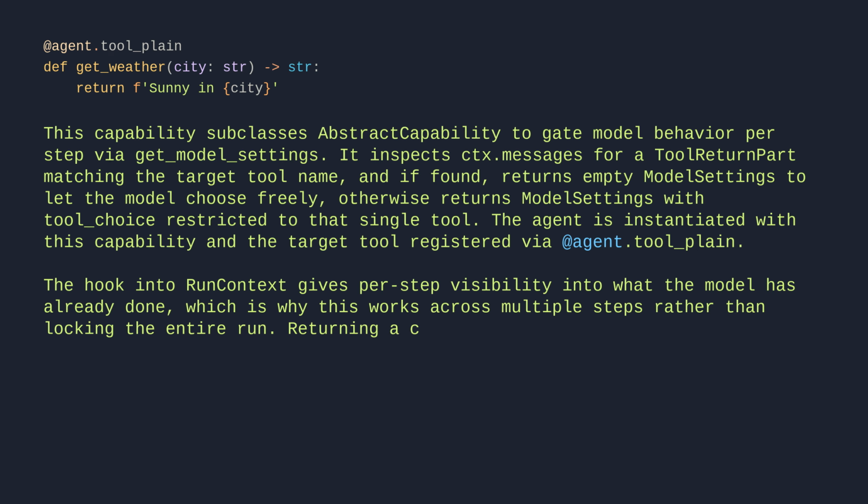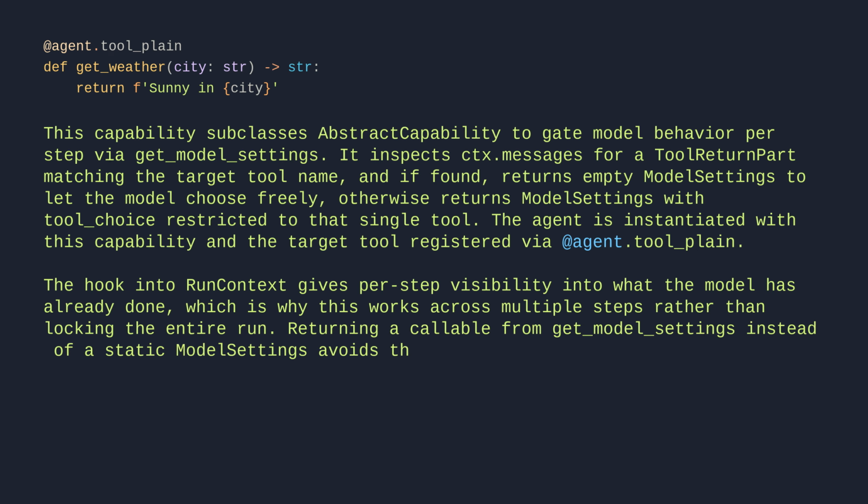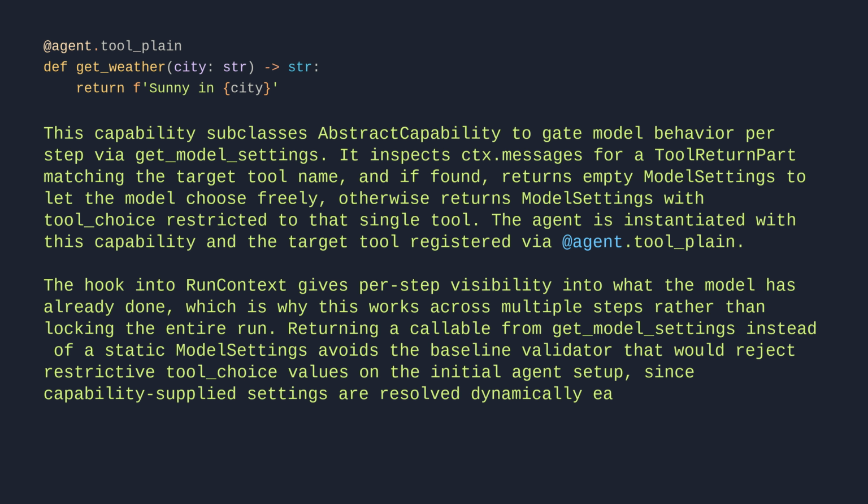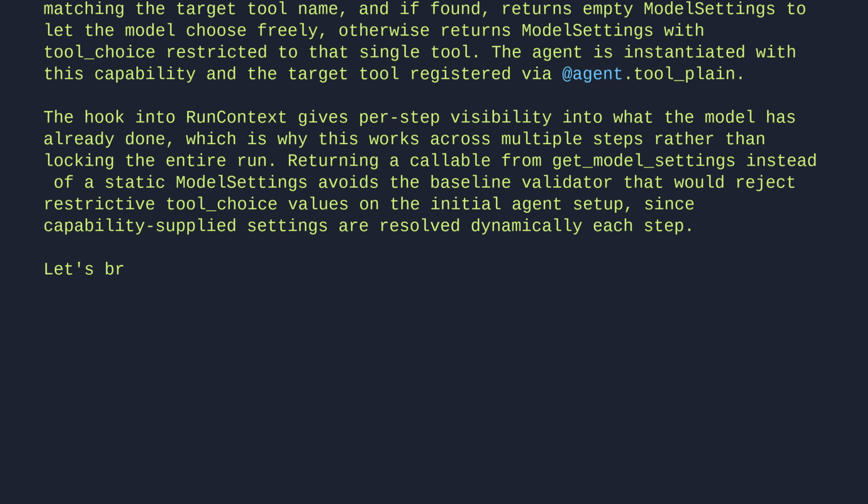Returning a callable from getModelSettings instead of a static ModelSettings avoids the baseline validator that would reject restrictive tool choice values on the initial agent setup, since capability-supplied settings are resolved dynamically each step. Let's break it down line by line.